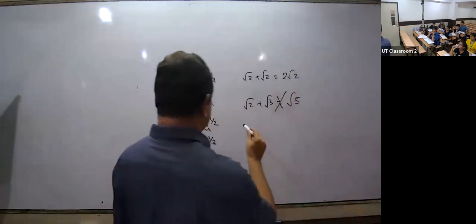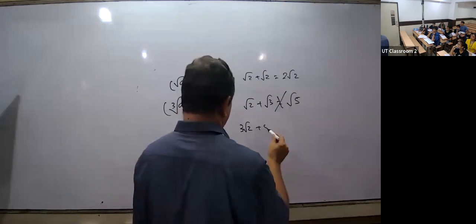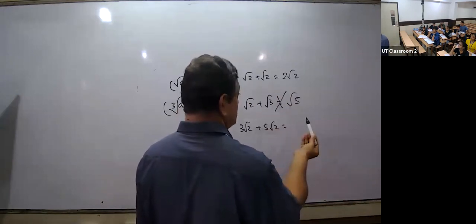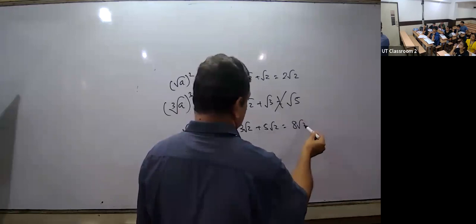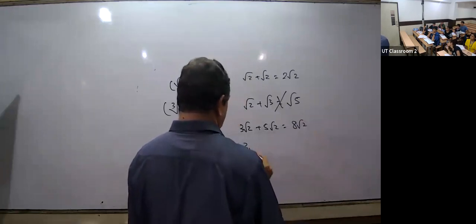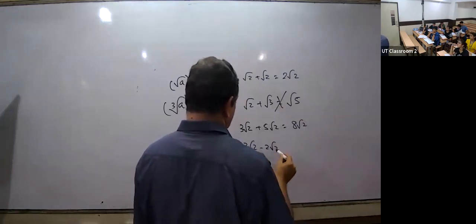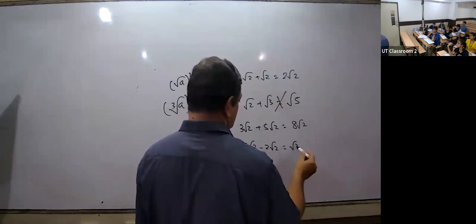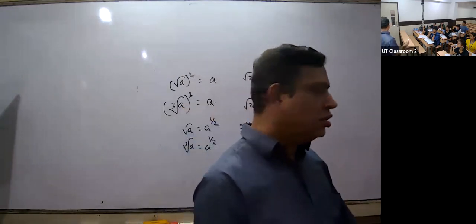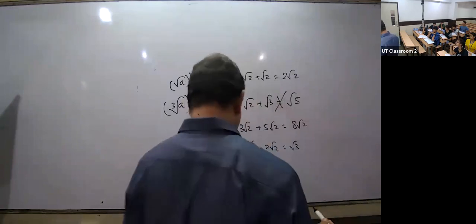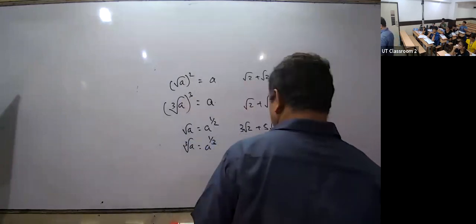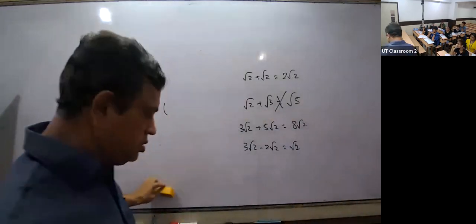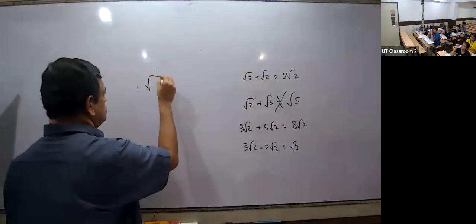Okay. Do you know what is 3 root 2 plus 5 root 2? How much? 8 root 2. 3 root 2 minus 2 root 2. How much? It's all simplification, you should know it. Okay. Now, do you know what is root 18?